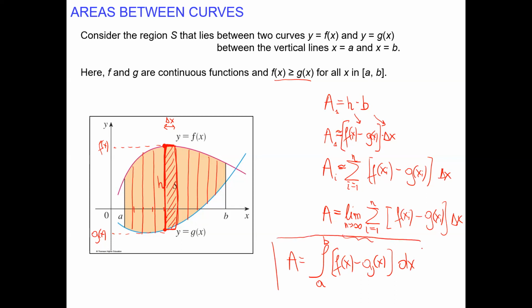We went a little bit through the definition, but to find the area between two curves, we just subtract the bottom function from the top function and integrate this between a and b. Okay, that's it. Let's start.